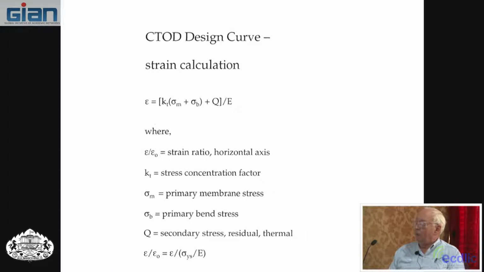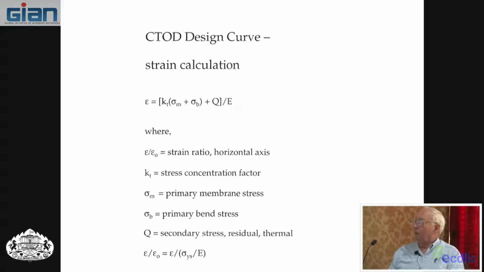Now when you ask them how did they develop it, where did they get the numbers from, they said, oh, it's a secret kind of thing, or from their experience. I don't know. They didn't want to tell you exactly where it came from. Anyway, the CTOD design curve is based on strain. Epsilon here is the strain. And to get the strain, they use 3 values of stress.